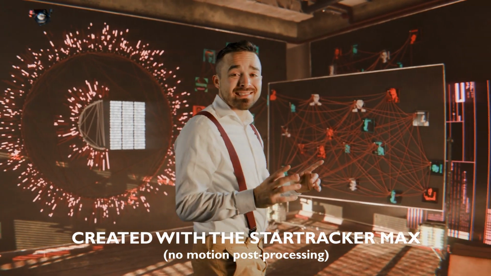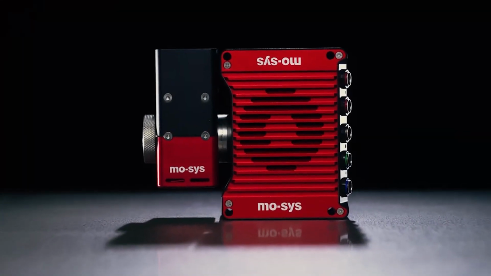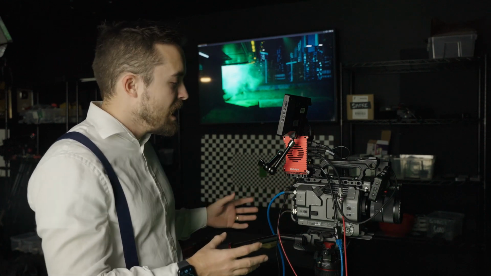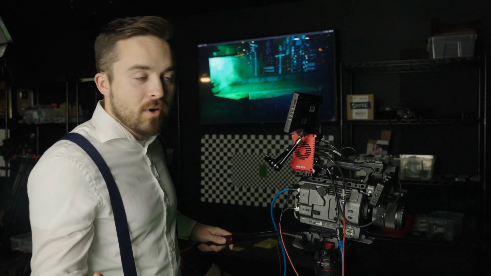I'm Coffeezilla, internet detective in the $10 million studio, and this is the part of the studio most people don't see. We're taking you behind the scenes today to tell you about one of the pieces of our toolkit, which is the Mo-Sys StarTracker Max, a camera tracking system created by Mo-Sys, which basically allows us to move the camera, which is hard to do on green screen.